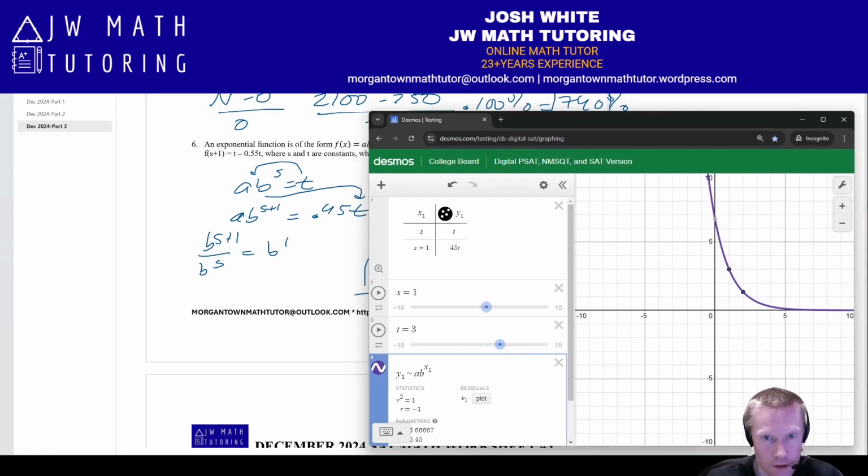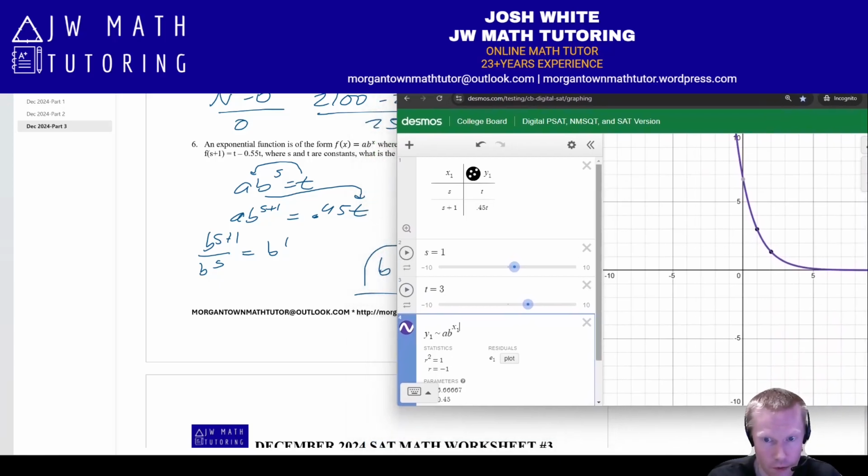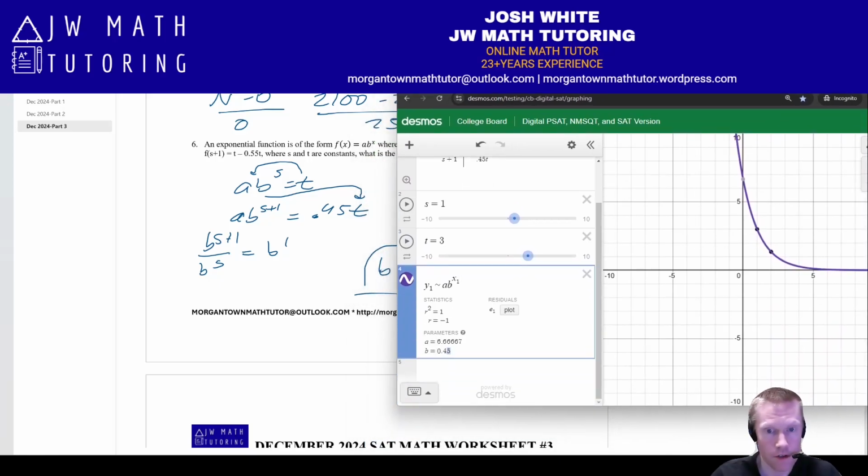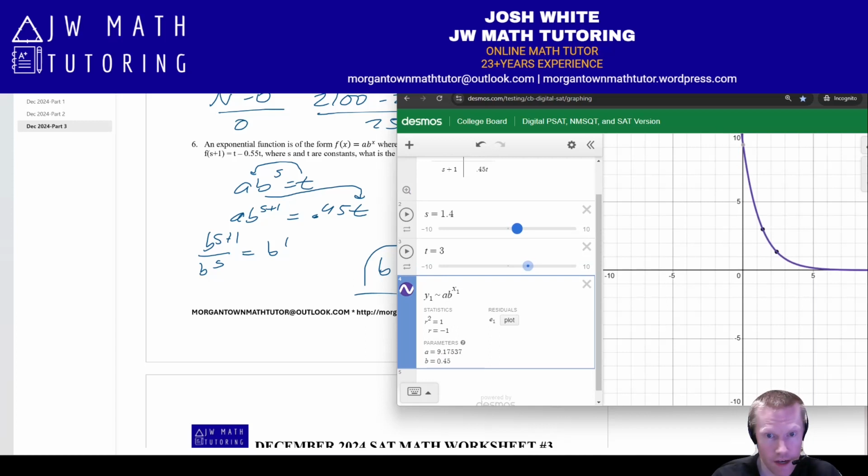So when we do this, the same form, notice right here it tells you that the value of b is 0.45. Now, if you change these values here, like if I change the s value, notice it adjusts the a value, but it does not change b, okay? And same thing over here. If I change the t to something different, it changes the shape of the graph, it changes a, it does not change the b value. The b value is still 0.45, okay? So that's how you could do this entire problem in Desmos.